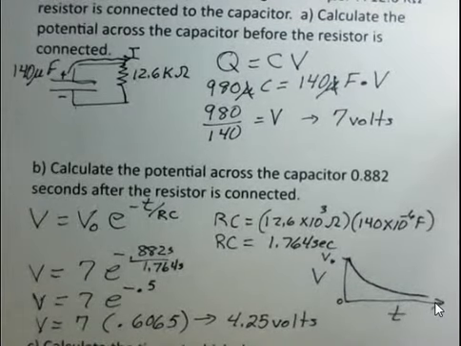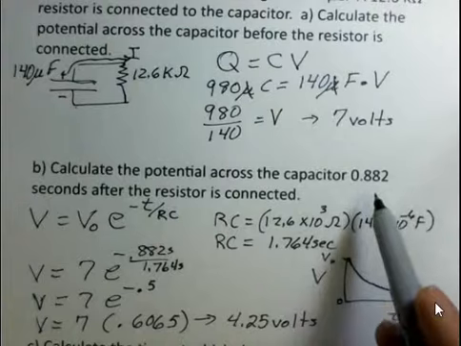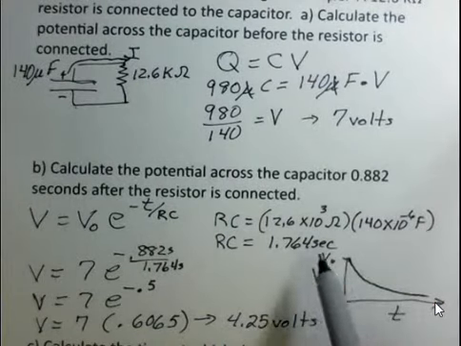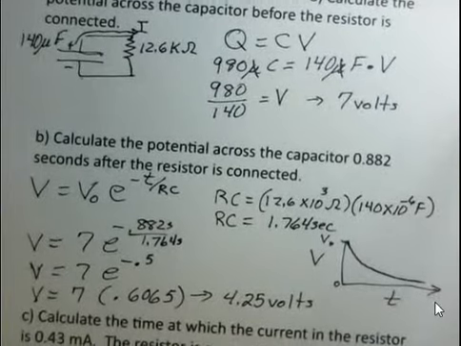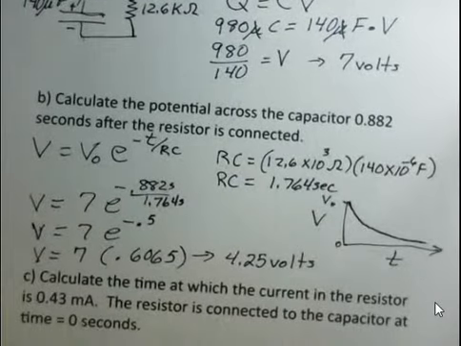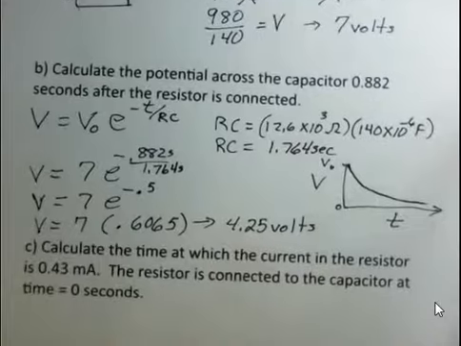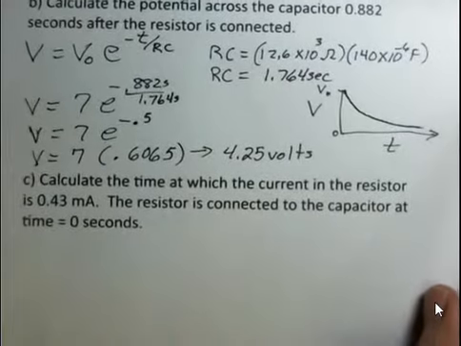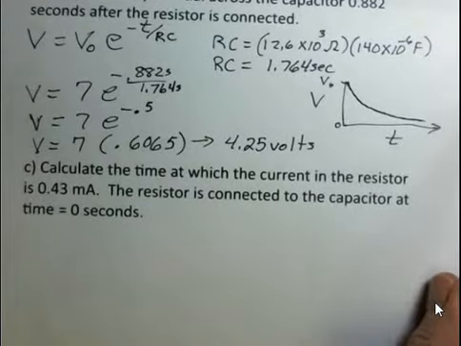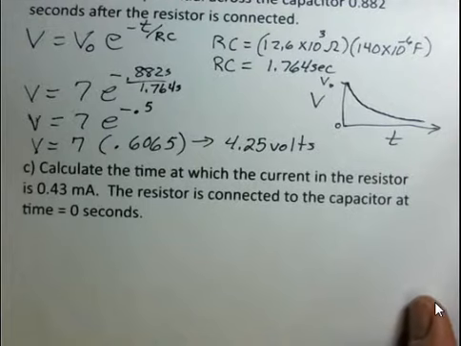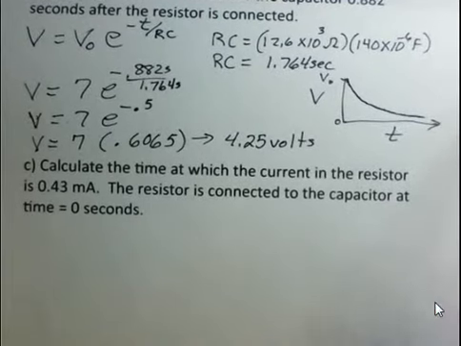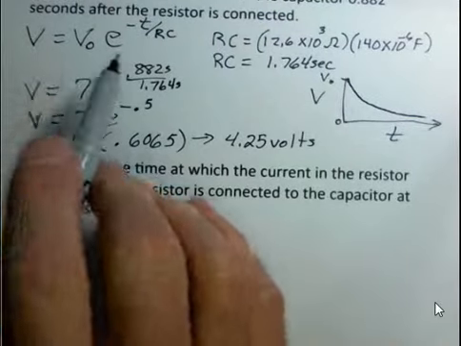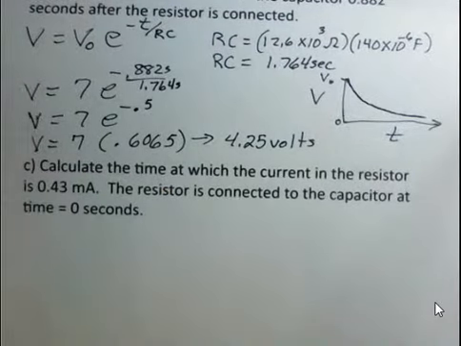So you cannot just stop by finding the RC number in seconds and deducing what fraction of the RC has been in the elapsed time. You must go through the exponential calculation. Okay, what about if we want to calculate the time at which the current in the resistor is 0.43 milliamps? I don't have an equation for current, I have an equation for voltage.